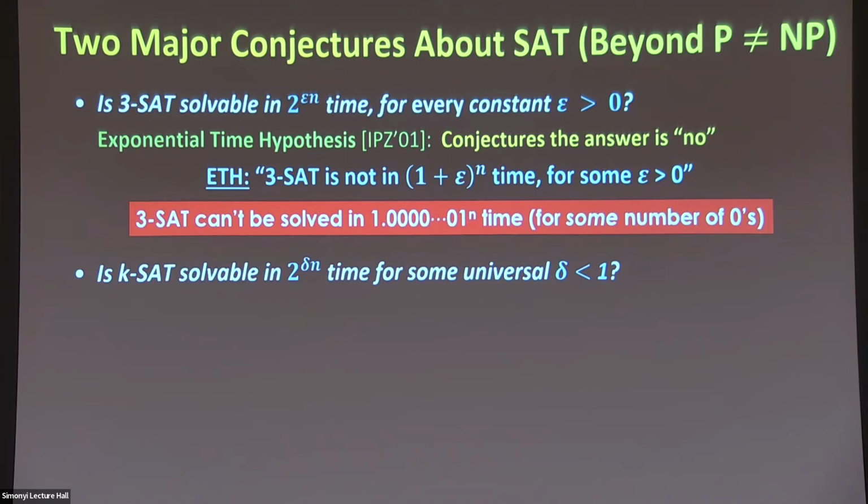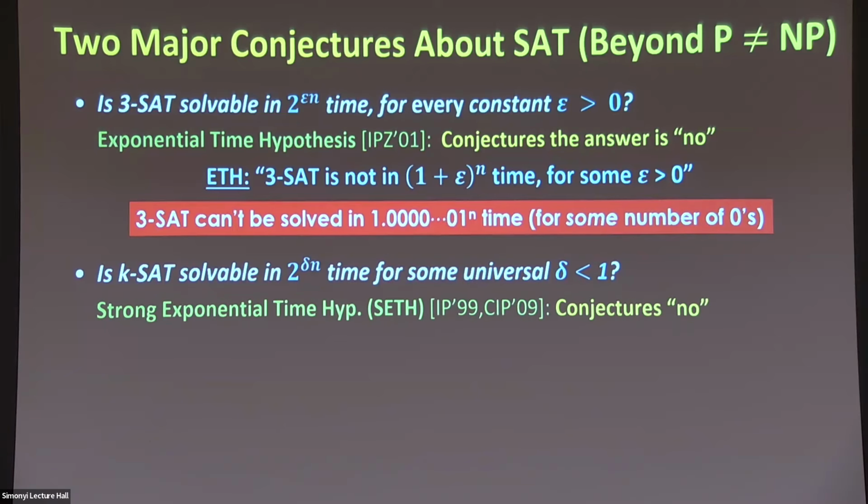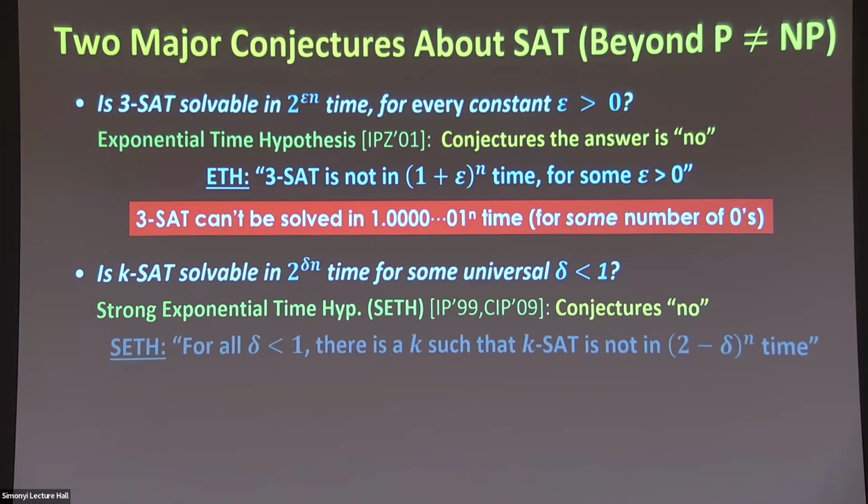It does not depend on k. And so it doesn't have this property that as k grows unboundedly, delta converges to 1. This is some universal delta. The strong exponential time hypothesis, or SETH, conjectures the answer is no. In other words, for all delta less than 1, there's some clause width k so that this k-SAT is not in 2 to the (1 minus delta) n time.